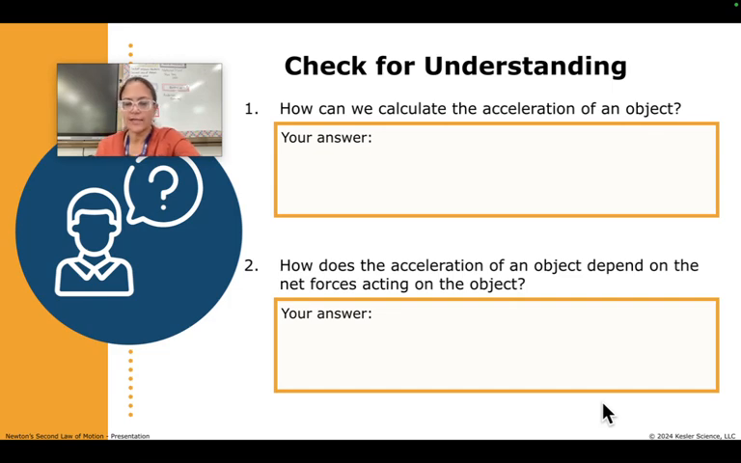And how does the acceleration of an object depend on the net forces acting on the object? So how does that change? The net forces change. If the net force goes up, the acceleration goes up. If the net force goes down, acceleration goes down. Because force and acceleration are directly related.